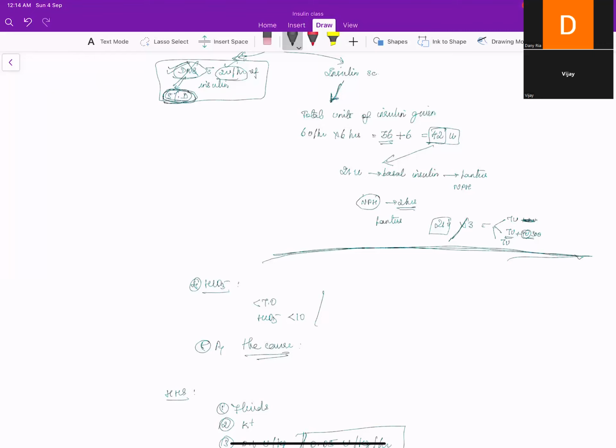Based on experience only. I think that's all you can do. Then OP management of insulin will be initiation, titration, intensification, and the specifications. That we studied in detail.